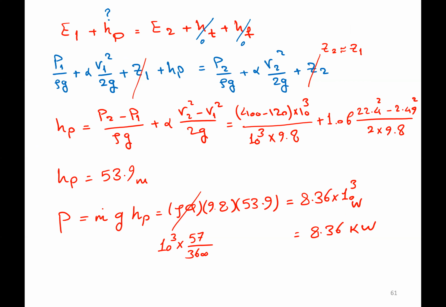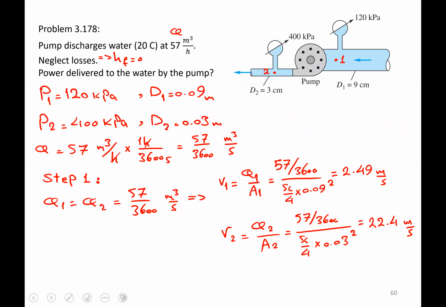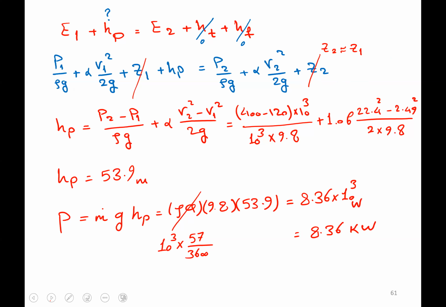So the first step was finding velocities using the given Q. We found velocities because we knew we were going to use the conservation of energy, the head form of conservation of energy. And then when you go to the conservation of energy, you need V2 and V1. And that's why you calculate V2 and V1 using the given volumetric flow rate. So that was step one. Step one was finding V1 and V2. And step two is actually writing this conservation of energy.